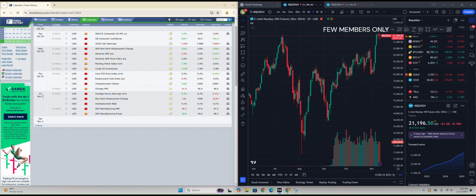So we're looking at November the 1st at 8:30. We have a non-farm employment change, and we have average hourly earnings and the unemployment rate. So as we can see here, we're looking at our chart now. So let's go ahead and look for November 1st. So November 1st is here.